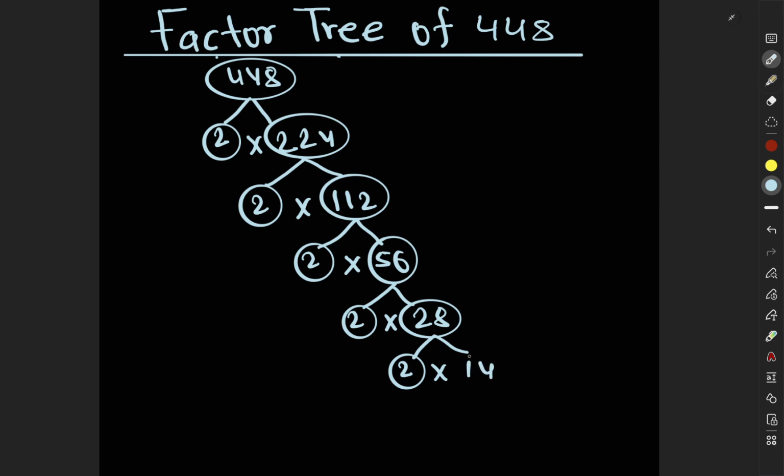2 times 14 means 28. 14 can be written as 2 times 7. 2 times 7 means 14. So now we select the prime numbers among these numbers. So the prime numbers here are 2, 2, 2, 2, these all 2, and at last 7.